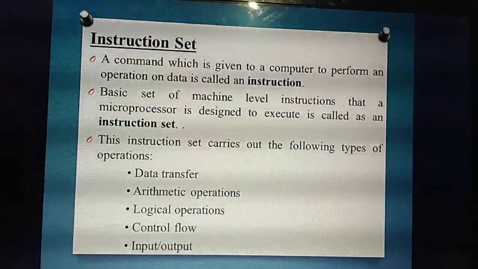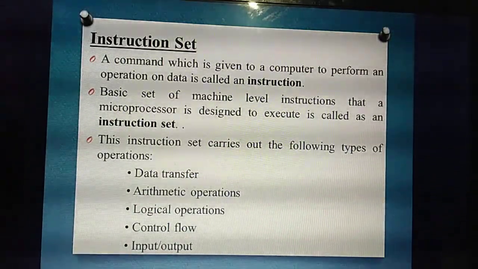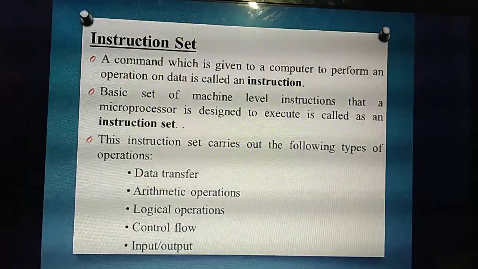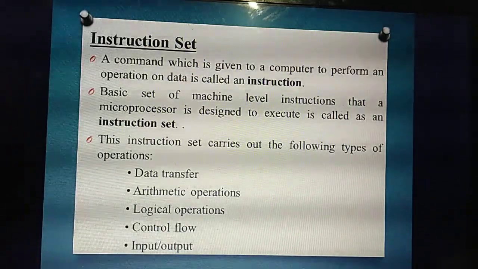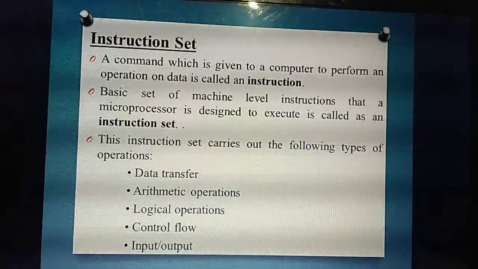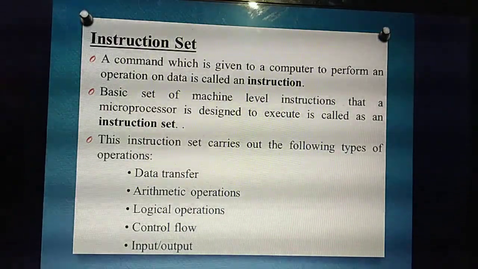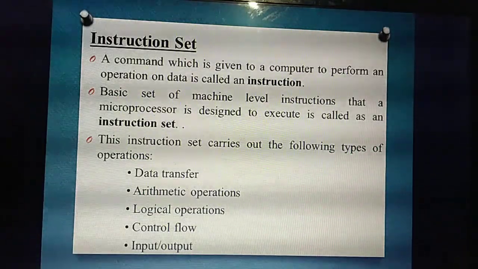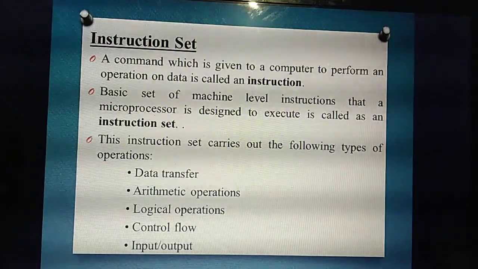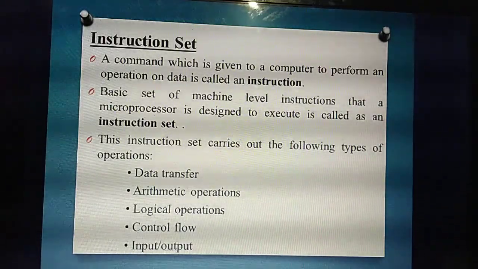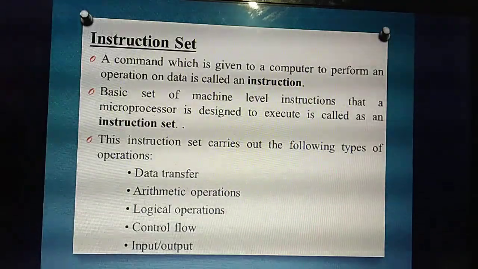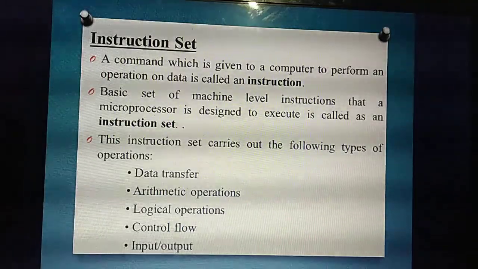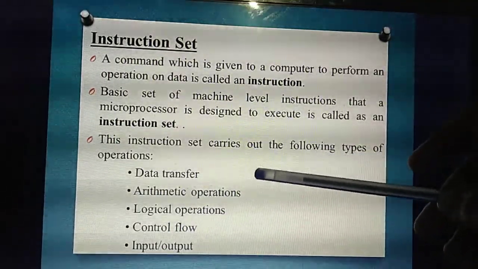Understand what you mean by instruction set? What's the use of the microprocessor? The microprocessor is designed for the particular commands we are giving. Which kind of instruction? Machine level instructions we are giving to the microprocessor. A particular microprocessor is designed to execute that kind of instruction, which is called the instruction set. So this instruction set has particular operations. What types of operations can be done by a particular instruction set? Listen, these are the operations carried out by the instruction set.